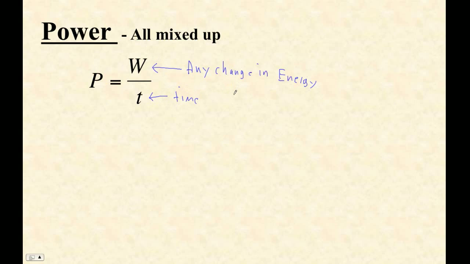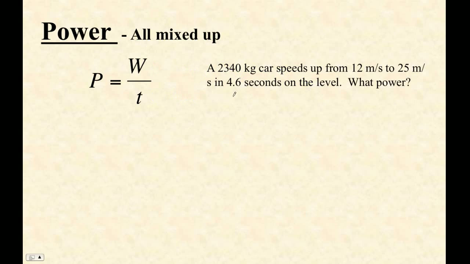Okay? So here's an example. A car is speeding up from 12 meters per second to 25 meters per second, and it does it in 4.6 seconds on the level. What's the power? Well, for this, the work is going to be the change in kinetic energy. And so let's figure that out first.